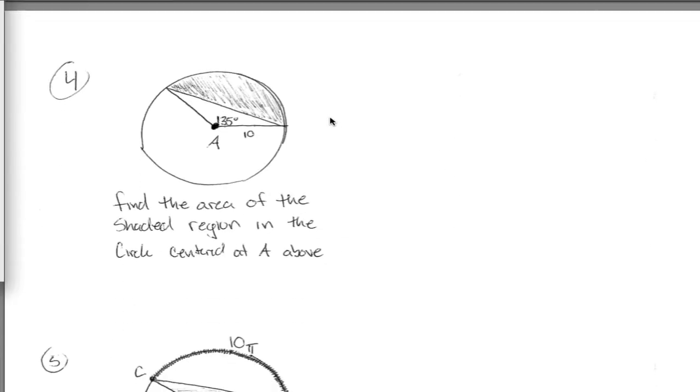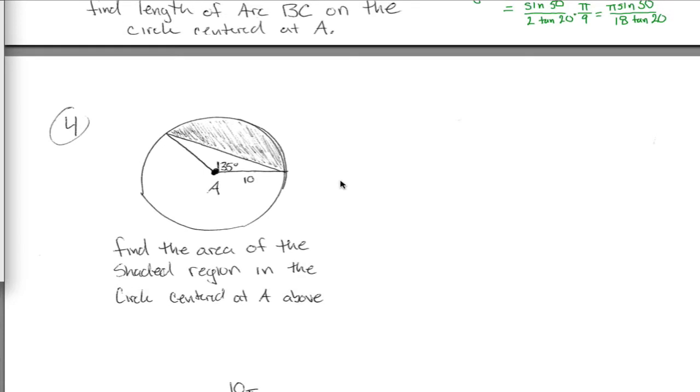All right. Number 4. Find the area of the shaded region in the circle centered at A above. All right. Let's see. I guess a few ways to get at this. First of all, we're going to want to know the area of this triangle, and then subtract. If we could subtract that from the area of this entire wedge, we'd be left with just this shaded area. So let's see the wedge.